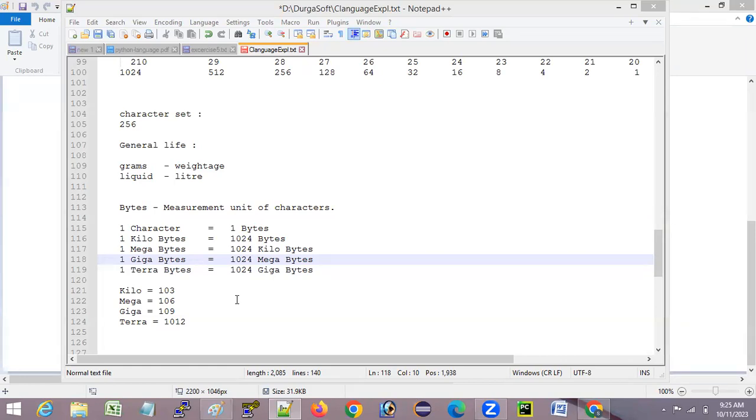1 terabyte is equal to what? 10 raised to 12. And then we have peta, exa, delta, iota. Like that, it goes on increasing up. But we are not going to discuss that here. Just what we require, based on that only we are going to discuss. Now, I think you have come to know about this.